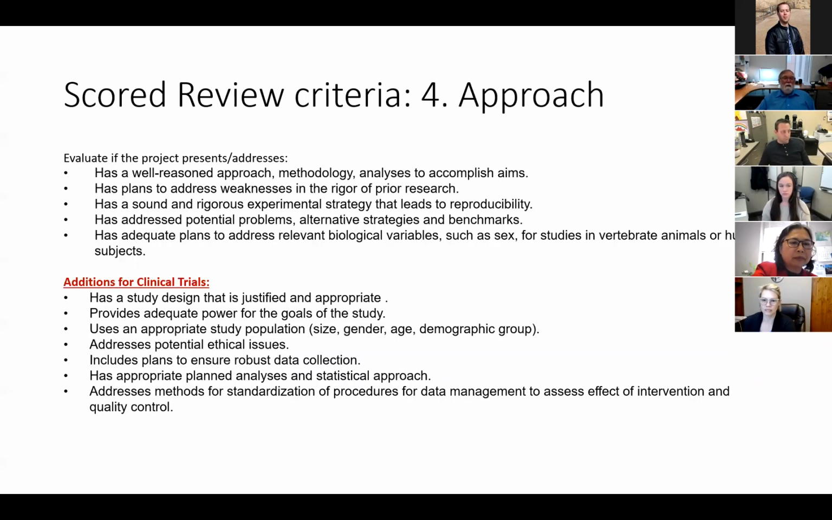Approach: evaluate how the project presents and addresses its aims. You have to have a well-reasoned approach, good methodology, and analysis. You have to have plans to address weaknesses in the rigor of prior research, have a sound and rigorous experimental strategy, and definitely address potential problems, alternative strategies, and benchmarks. And if you don't have these in an application, it's not going to go anywhere.